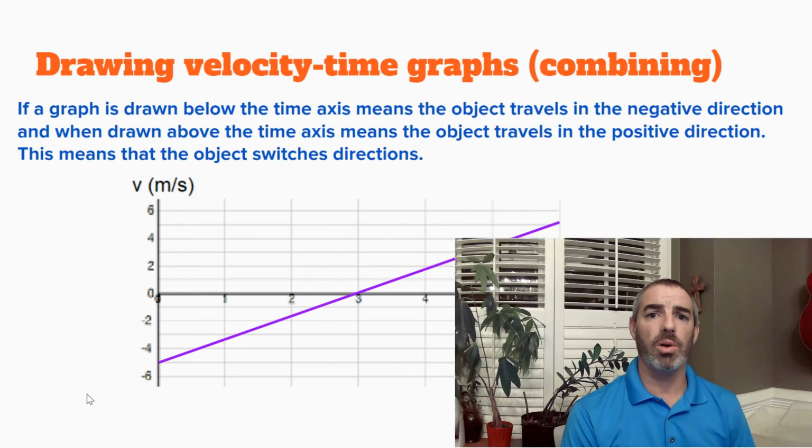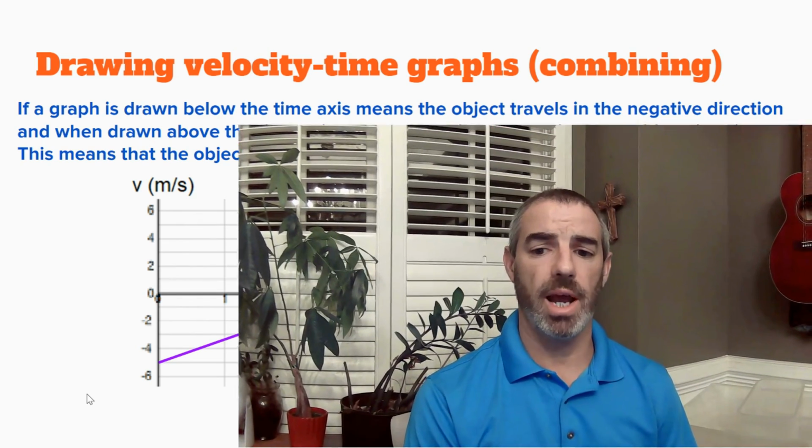So here is how you can draw different velocity time graphs based on the different graphs we've drawn. There's only 7 types of motion.